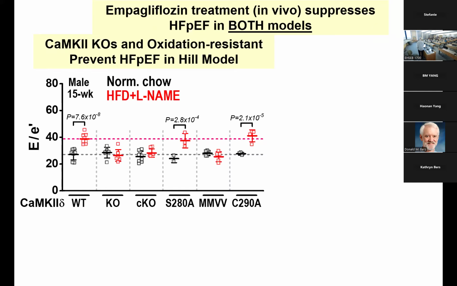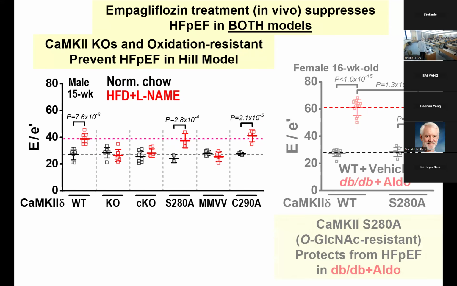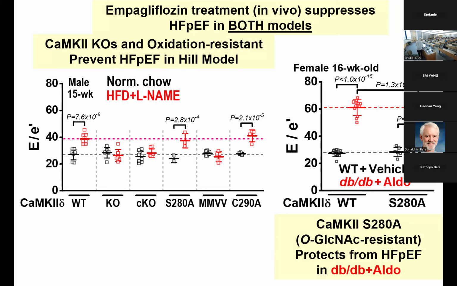If we get rid of our glycosylation site, the hyperglycemia induced one, it doesn't matter, just like control. If we get rid of the NOS nitrosylation site at 290, it doesn't matter. But if we take out the oxidation sites, they don't develop HFpEF. So in this case, for this particular Hill model of hypertensive HFpEF, the oxidation sites on CaM kinase seem to be critical. In contrast, and so far we only have this one genetic model to compare.